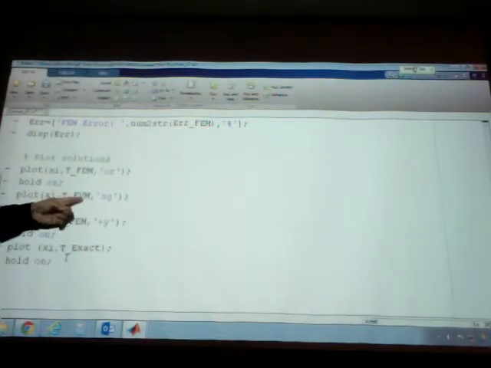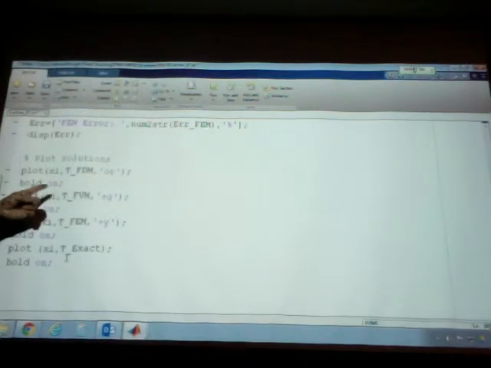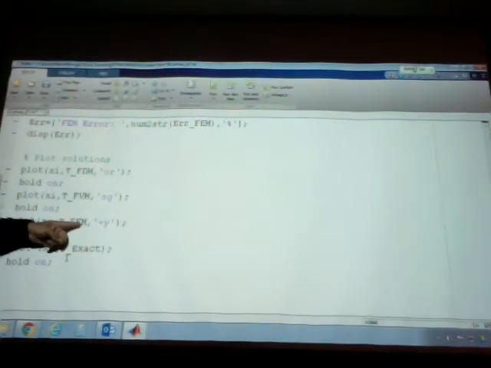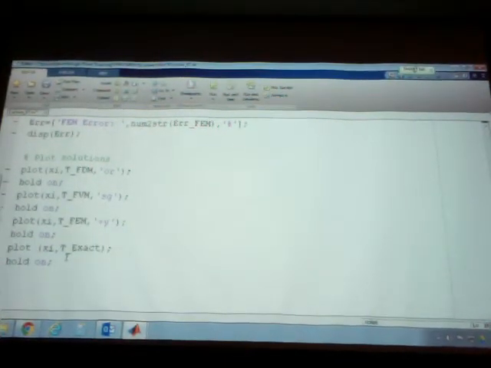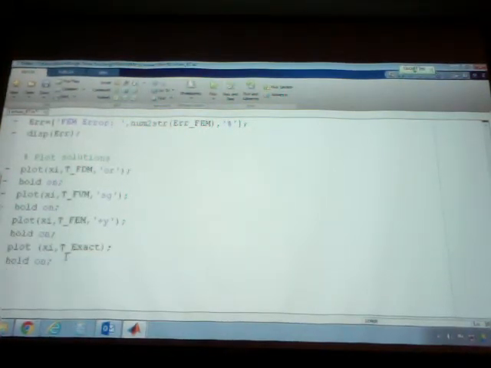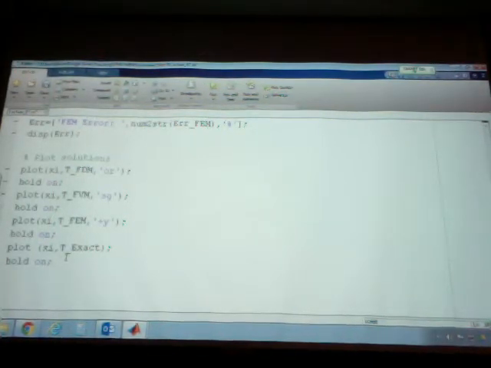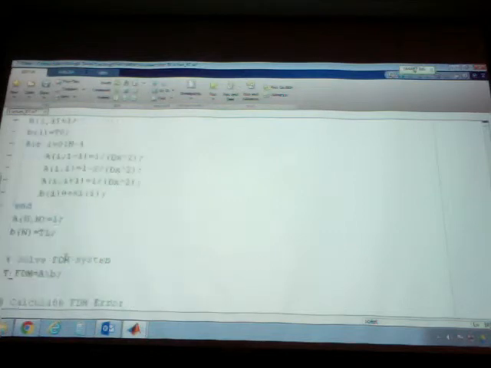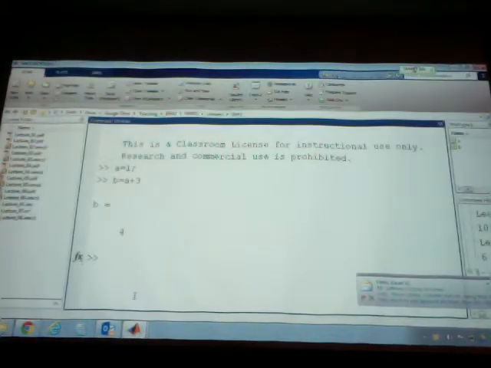Then I'm going to plot TFBM against the same collocation points, and I'm going to do squares in green. Then I'm going to do XI against TFM, and I'm going to do plus signs in yellow. And then I am going to do T-exact, and the default identifier, I think it's blue, just a continuous line. And I'm going to keep it hold on. That's it. So let's see when we run. Just press F5. Can I press F5 from this window? No. Or just hit the play button.